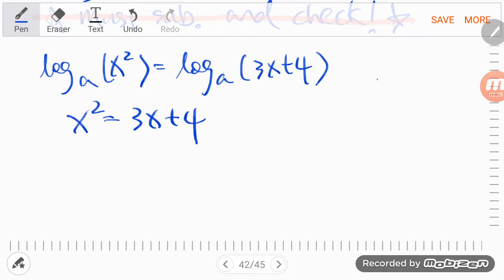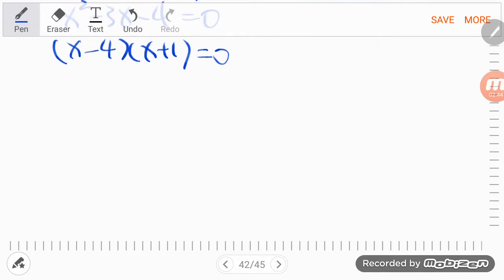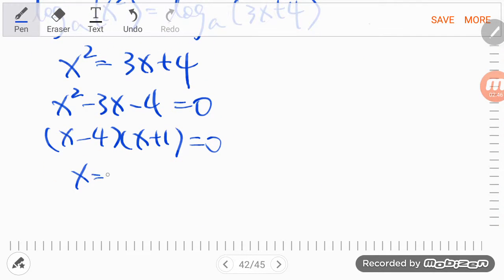So let's just solve this for now. I'll move everything to the left hand side. Your previous knowledge on solving quadratics definitely helps. So x minus 4, x plus 1 is equal to 0. So my x is equal to 4 and negative 1.